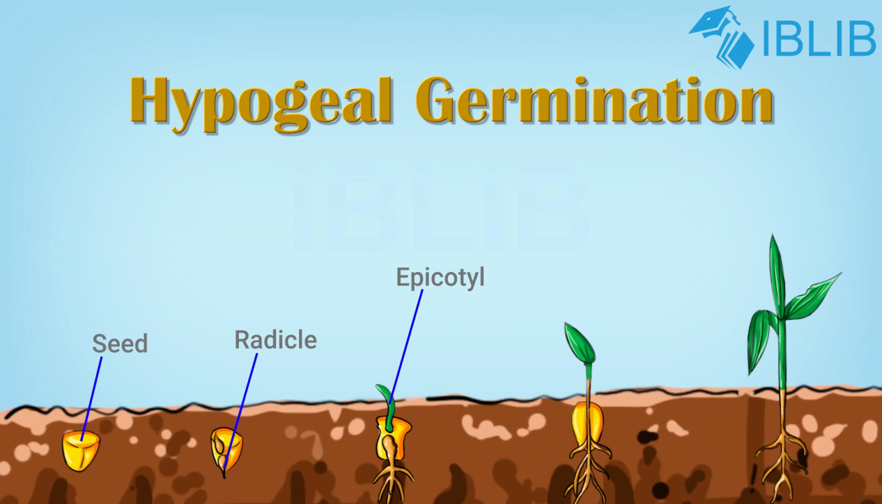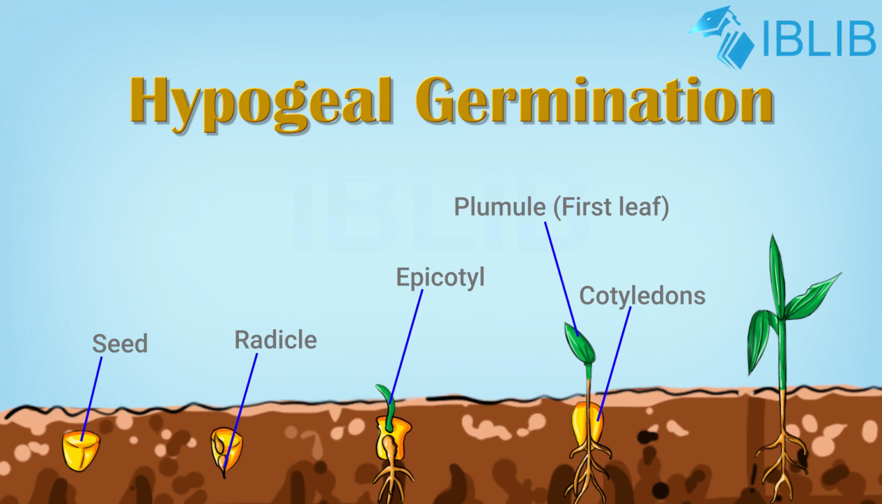If you remember, in epigeal germination, cotyledon was forced out of the soil, but in hypogeal germination, the plumule is forced out of the soil to form the first leaf. The cotyledon remains under the soil. The cotyledon absorbs food from endosperm, which is used for the growth of the plant. Soon, more leaves emerge and start preparing food.